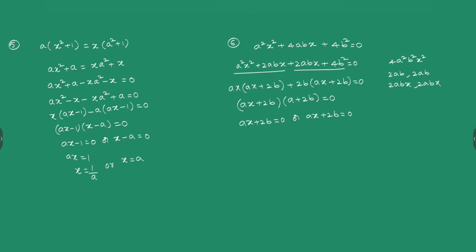Here again I forgot to write x. So what it is, ax. So x is equal to minus 2b by a, or again x is equal to minus 2b by a. So here roots are equal. Here roots are equal in this equation.